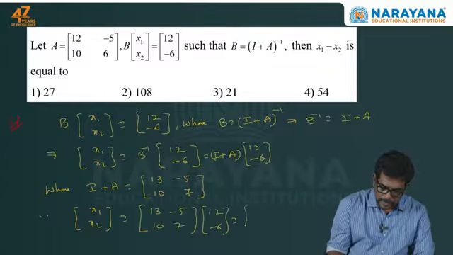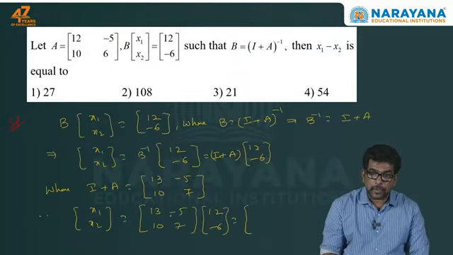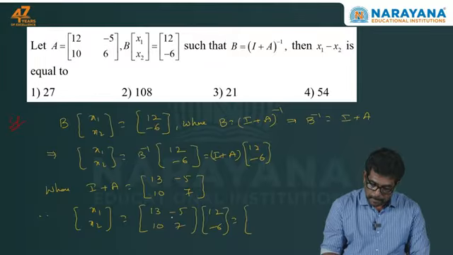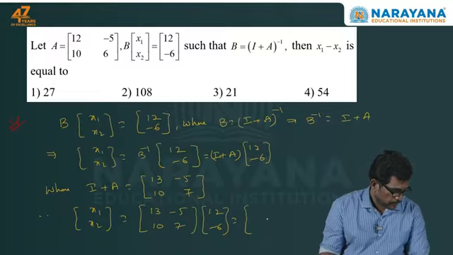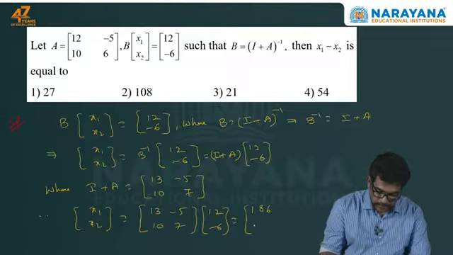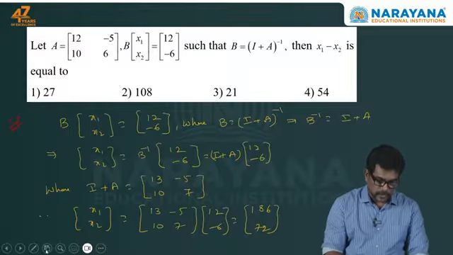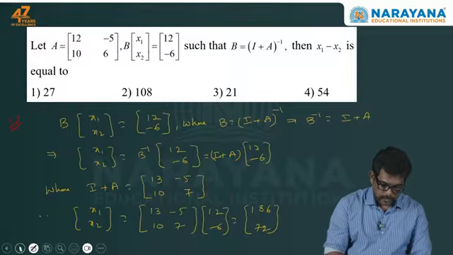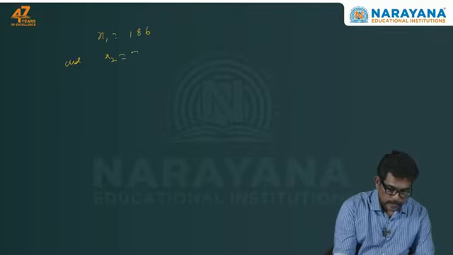Now by simplifying this, this is matrix multiplication. You know, we are multiplying row and column wise. So 13 times 12 plus 5 times 6 becomes 186, and 10 into 12, 120, minus 42, that is 120 minus 42, 78. So from this we get the x1 and x2 values, where x1 is equal to 186 and x2 is equal to 78.